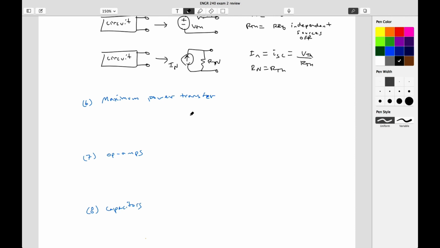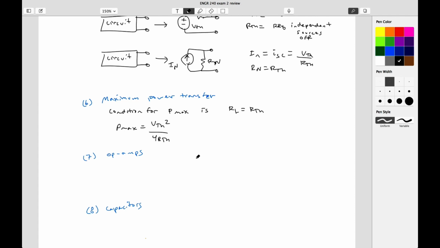Maximum power transfer tells us that the condition for P max is that RL is equal to R Thevenin, and the maximum power you actually get is equal to V Thevenin squared divided by 4R Thevenin.